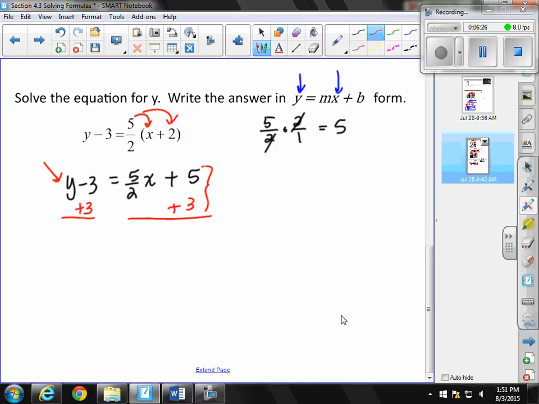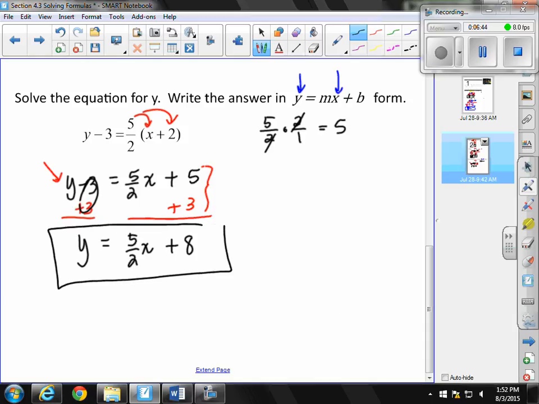Notice I'm lining up my like terms so that I can easily add them together. Negative 3 plus 3 is 0. So we have y equals 5 halves x. And then 5 plus 3 is plus 8. And there's my final answer written in y equals mx plus b form. Notice the y is by itself, and we have x on the other side of the equation with no parentheses present. And that concludes this video.